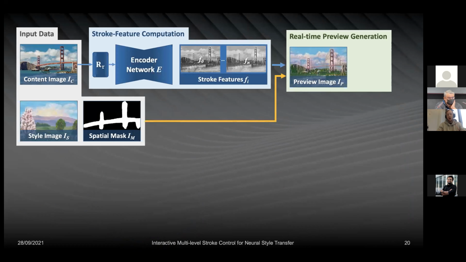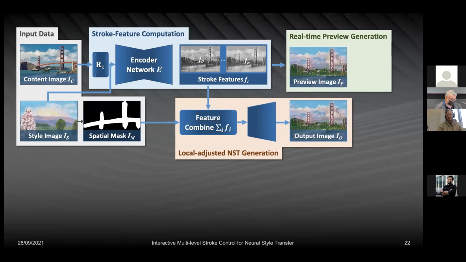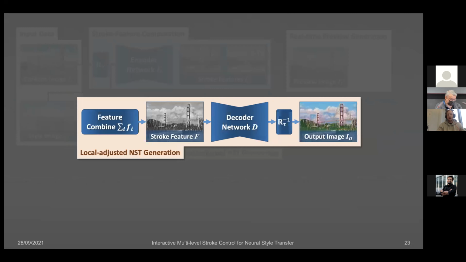I will now show how we included this network in our interactive editing workflow. So to achieve interactivity, we pre-compute stroke features for the chosen mode of control. So for example, for stroke sizes or for orientations. And when the user starts local editing, a spatial mask is created. The spatial mask blends together the intermediate images in image space and creates an output-free preview image. Once the user is content with his results, he can then merge the features in feature space and use a decoder network to generate an output image which has a more seamless transition between stroke scales.